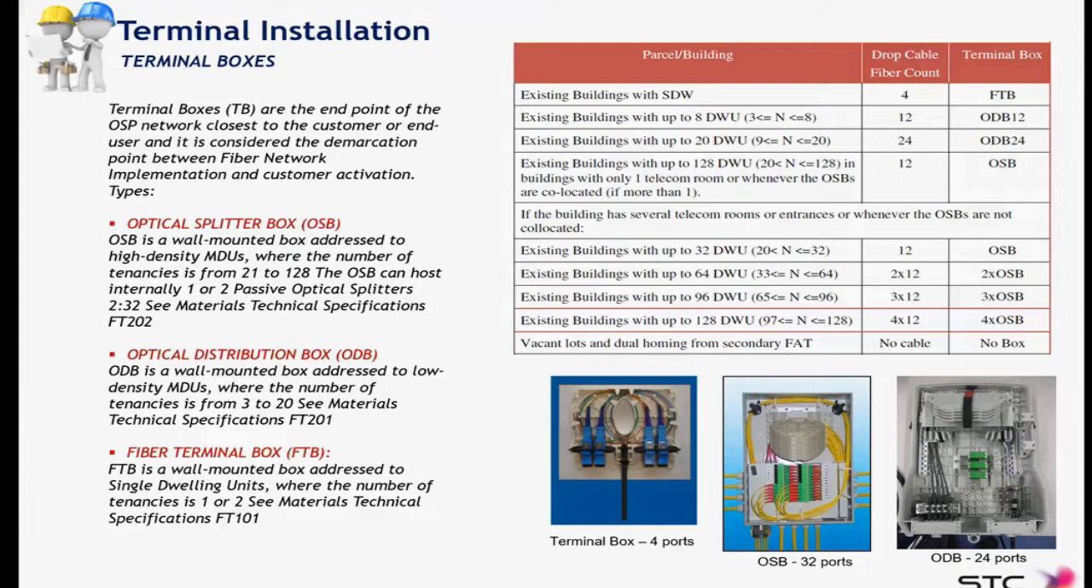The optical distribution box is addressing connectivity to low density MDUs with number of dwelling units between 3 and 20. They are specified in the FT201 document. Last but not least, the terminal boxes are addressing single dwelling units with a maximum number of tenancies of 2, even though we have 4-port connectivity in the terminal box as spare capacity for unforeseen cases of a villa expansion. You have some pictures down here of the terminal box, and the OSB 32 ports and ODB 24 ports from different manufacturers.